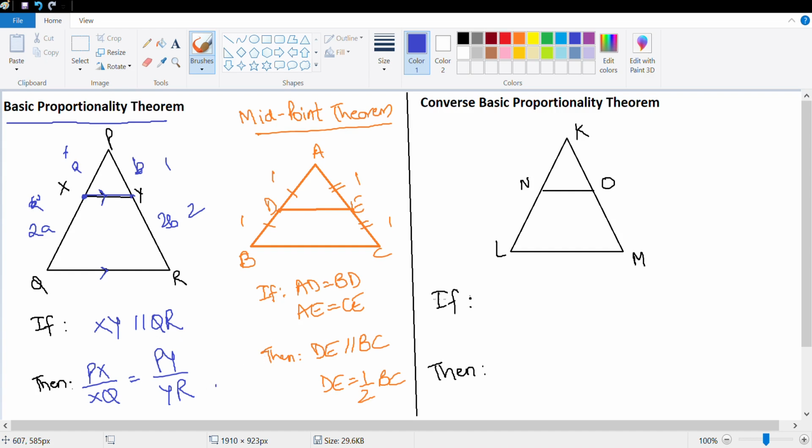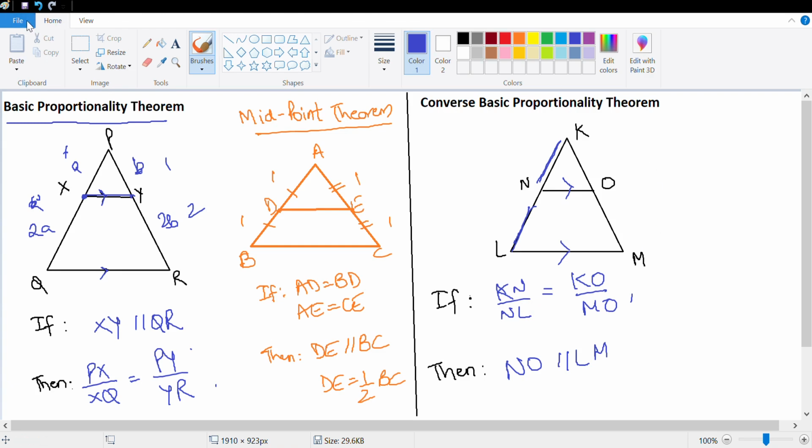The converse would be: if the ratios are equal, which means if the ratio of KN upon NL is equal to the ratio of KO upon MO, if this is given, then NO will be parallel to LN. That's the converse basic proportionality theorem.